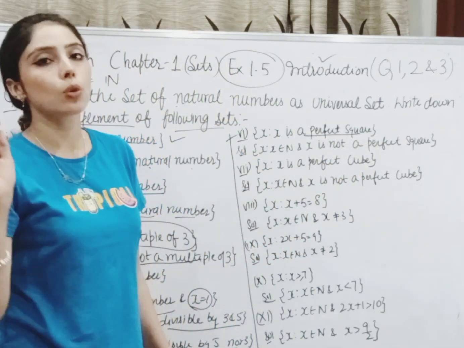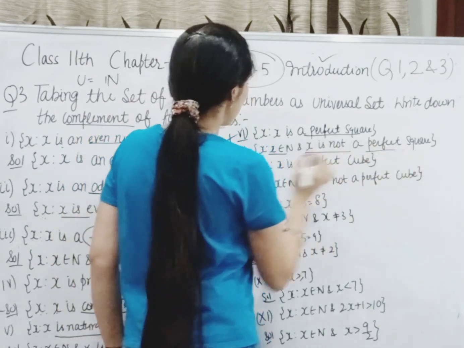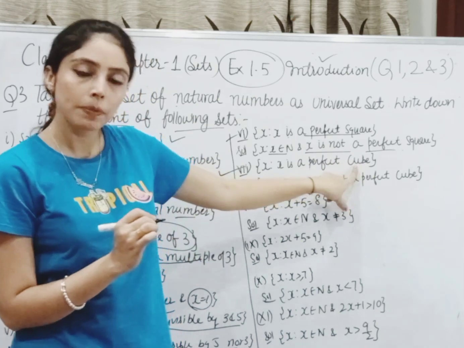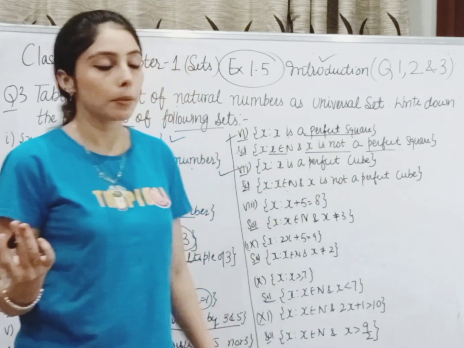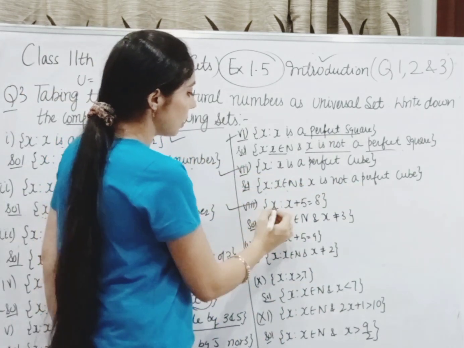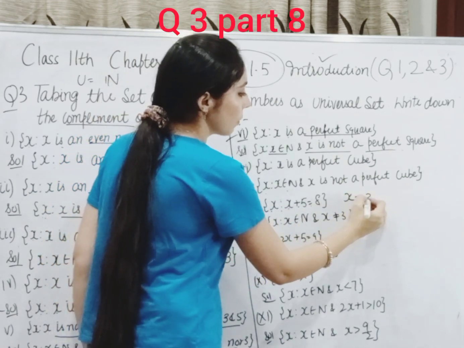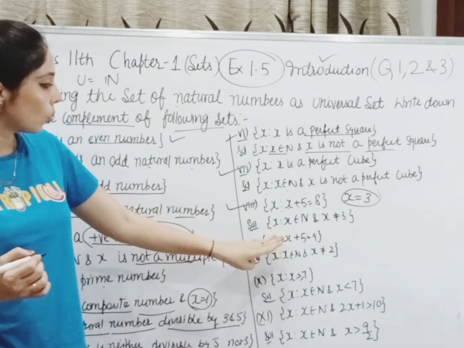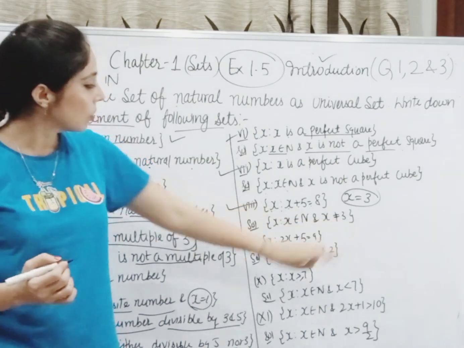In the complement we have those natural numbers which are not perfect squares. So what about this part? Those x such that x is a perfect cube. So the answer will be those x such that x is a natural number but not a perfect cube. What about this? Those x such that x plus 5 is equal to 8. If we solve it, we will get x equal to 3. So what will be the complement? Those x such that x is a natural number and x is not equal to 3.